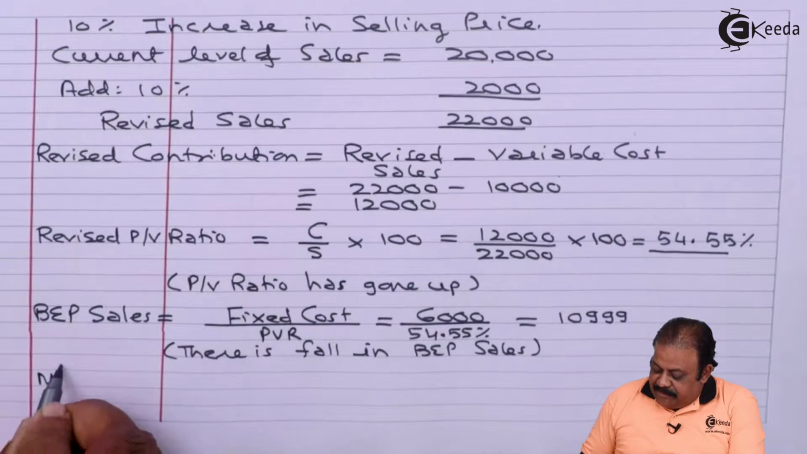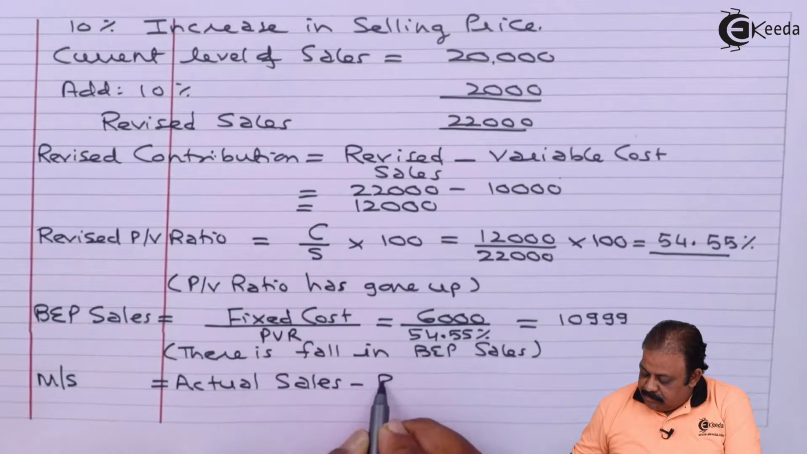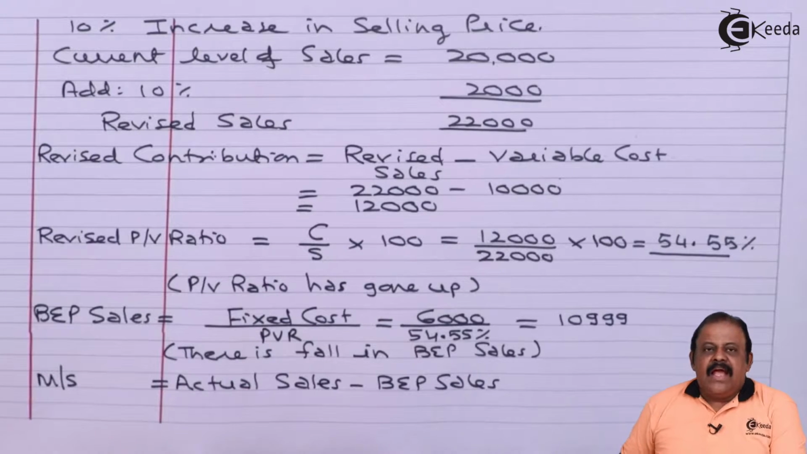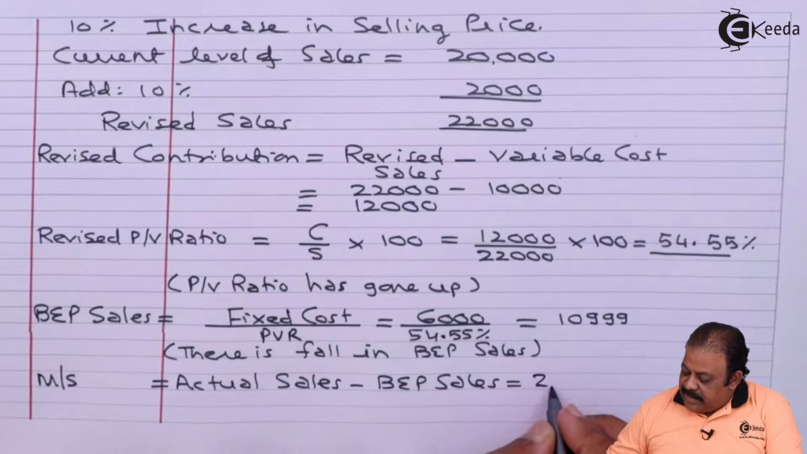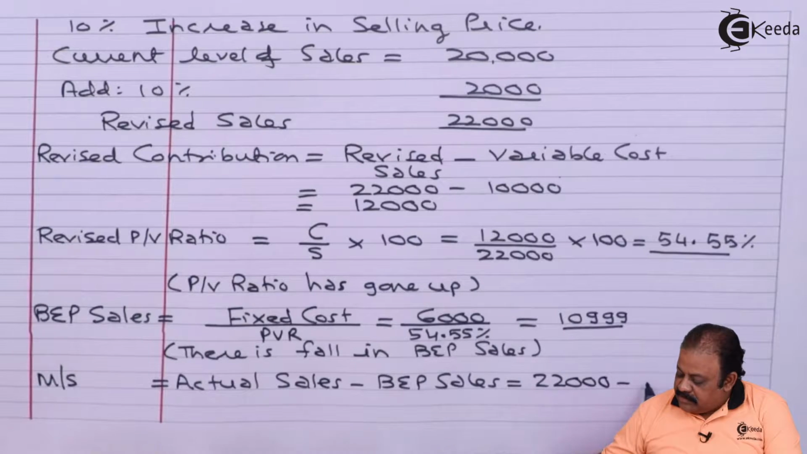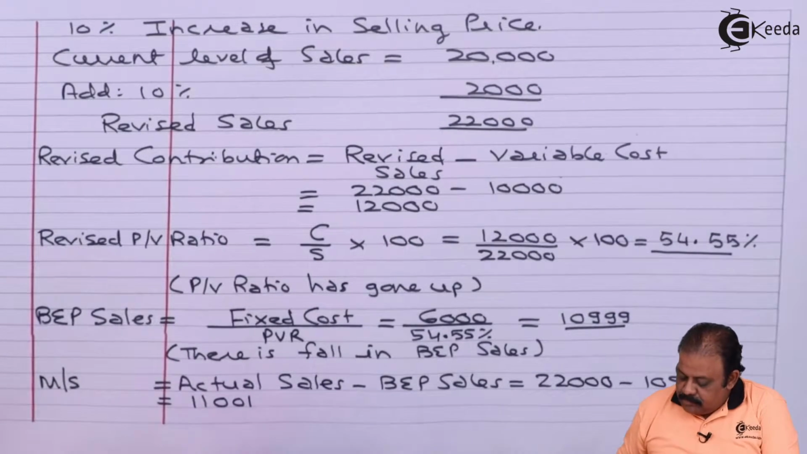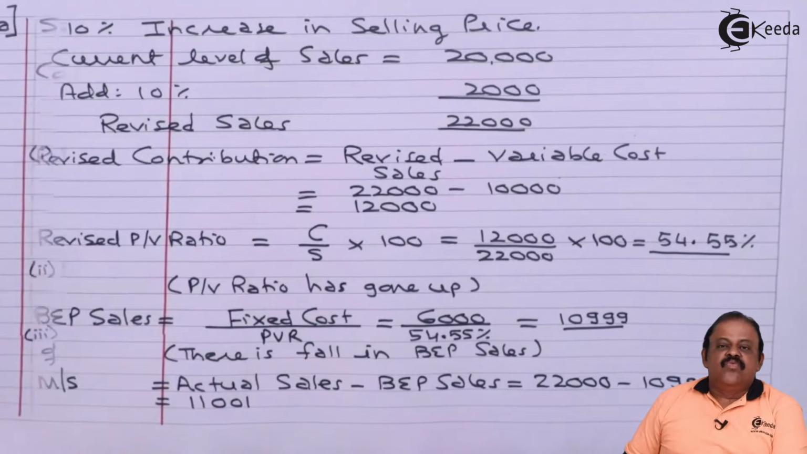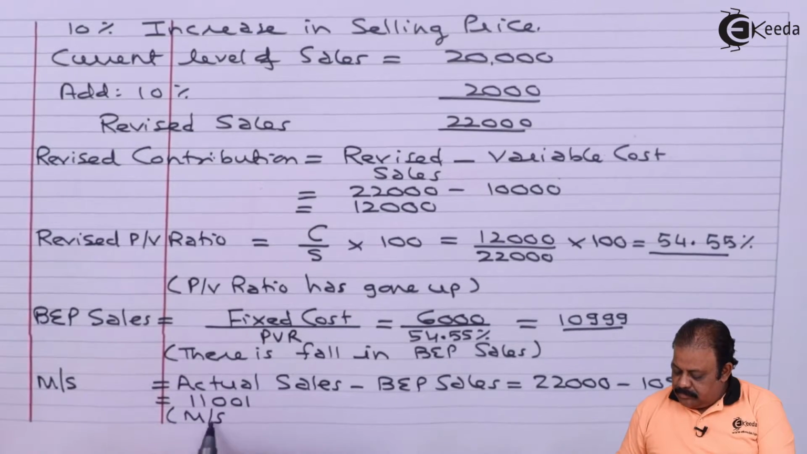Next, margin of safety. Actual sales minus break-even point sales. Actual sales, it is revised 22,000. Break-even point sales we have calculated 10,999. So margin of safety is 11,001. At original level, margin of safety was 8,000. It has increased.